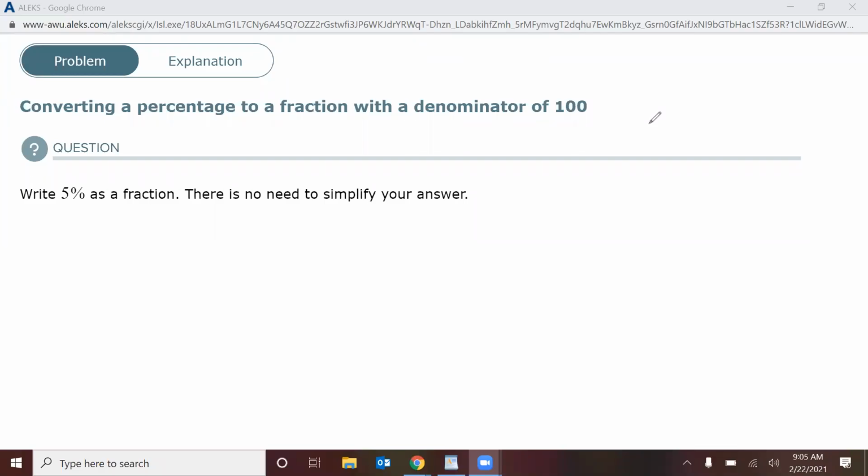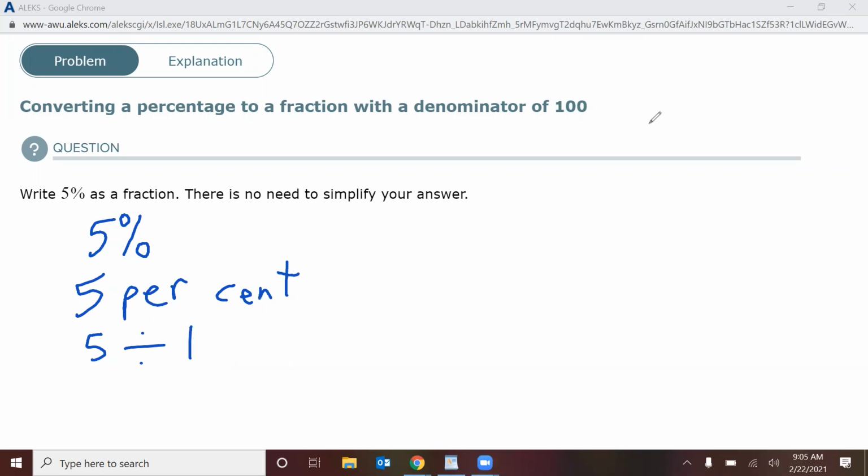5% as a fraction is not terribly time consuming. It looks like this. 5% is the same thing as 5 per cent, but in math, the word per means divide, and cent, like century, means 100.